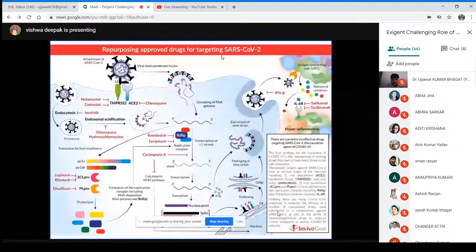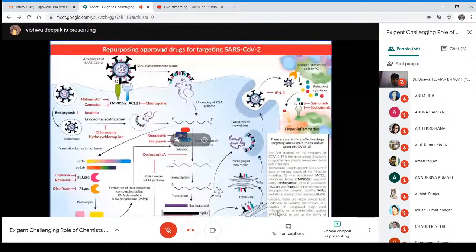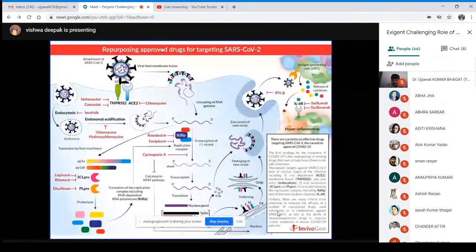So these are the different drugs. This was a very nice article, published in Science. You can find it on the internet to see the detailed mechanism of action of all the drugs at a single place, where I found it.